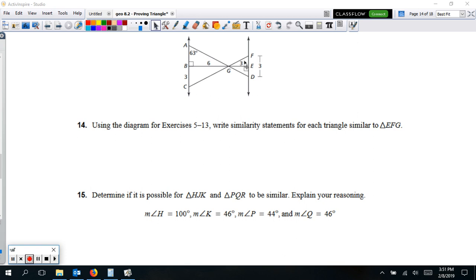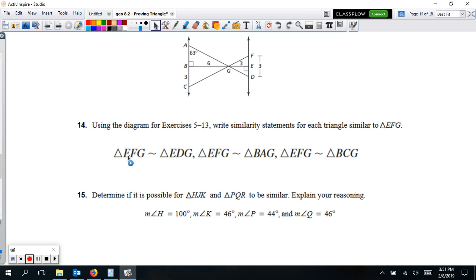We know this triangle is similar to this triangle here, so we could say that first. And we also know that this triangle is going to be similar to the other one on this side, and it's also similar to this one on this side. So it's similar to these other three smaller triangles here. So we'll just put that in as similarity statements, three similarity statements, because it's similar to three of these triangles.